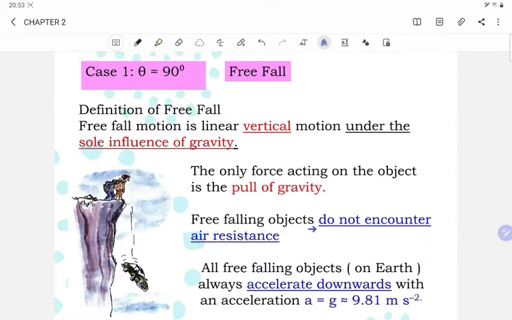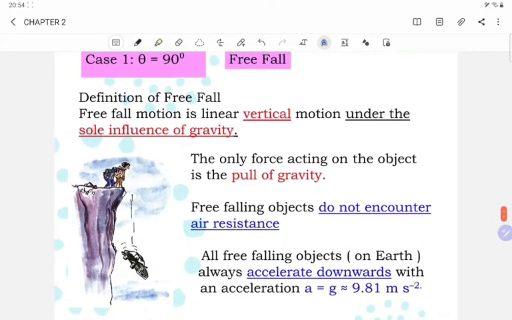And then free falling objects do not encounter air resistance. Tidak mengambil kira rintangan udara. So dia jatuh straight sahaja tanpa ada rintangan daripada udara. And then all free falling objects always accelerate downwards with an acceleration g equals to negative 9.81 meter per second squared. Okay, bila sesuatu objek tu dia jatuh bebas, dia ada pecutan yang disebabkan oleh graviti, jadi acceleration dia adalah 9.81 meter per second squared.